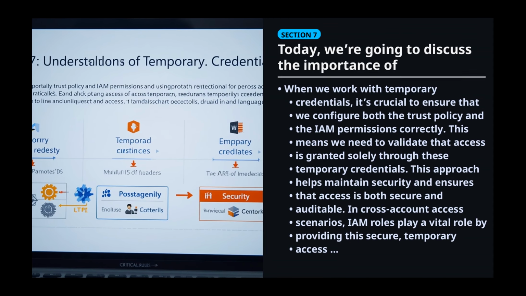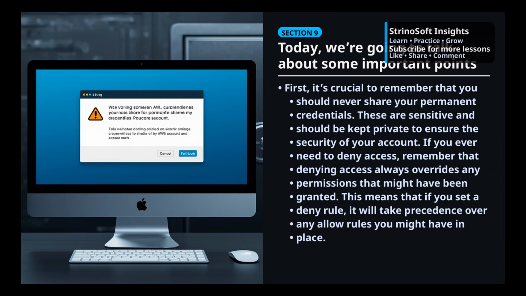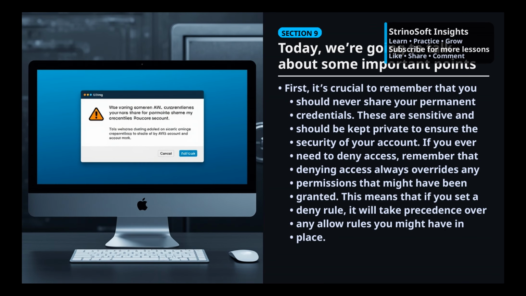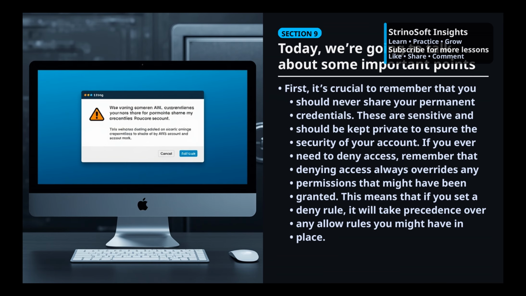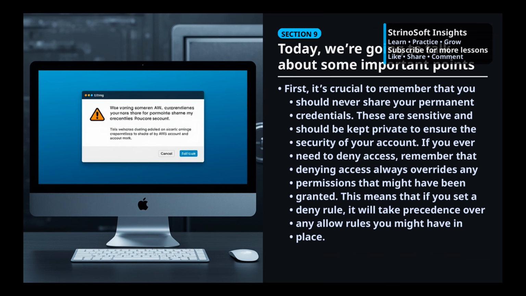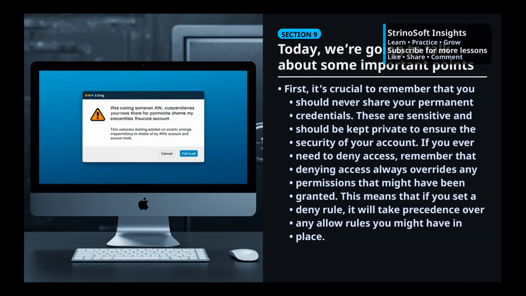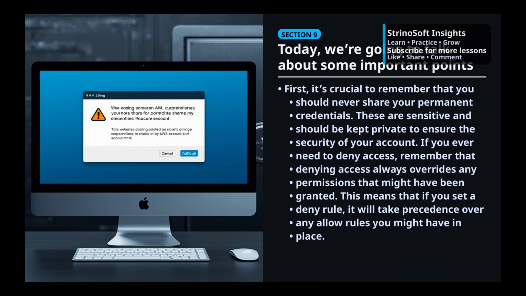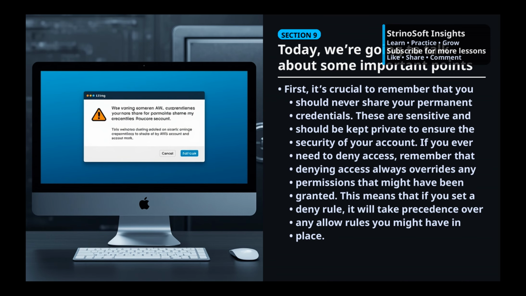First, it's crucial to remember that you should never share your permanent credentials. These are sensitive and should be kept private to ensure the security of your account. If you ever need to deny access, remember that denying access always overrides any permissions that might have been granted. This means that if you set a deny rule, it will take precedence over any allow rules you might have in place. Additionally, temporary security token service (STS) credentials are often used for specific tasks.